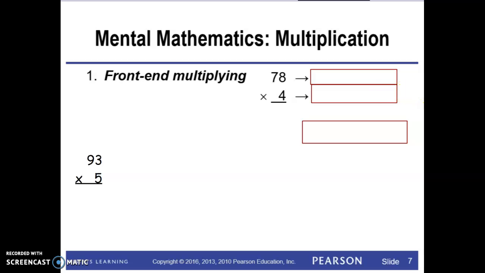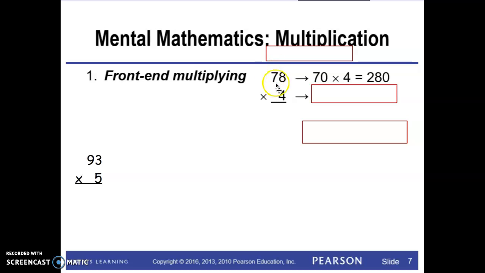Okay, let's look at some front end multiplication. We did front end estimation with addition. Let's do the same sort of thing with multiplication. So basically what's going to happen here is I'm going to adjust the way I'm seeing this. The first thing I'm going to do is multiply 70 times 4, right? Because 7 is in the tens place. So 70 times 4, you're doing a lot of reassociation here. 7 times 4 is 28, and then I can multiply that by 10 to get 280.